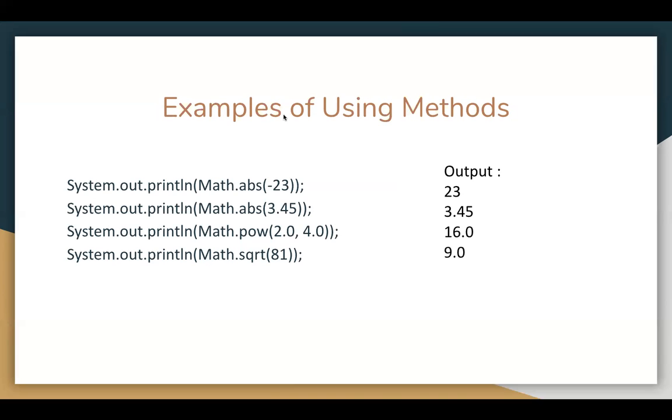Okay. So examples of using these methods. I just have print statements here, and inside these you can see me using absolute value, power, and square root. And this one I'm using the integer one. This is the double one, and powers and square root. And you can see here that this first one would output 23, 3.45, 3.45. This one would output 16 as a double, and this one would output 9.0.